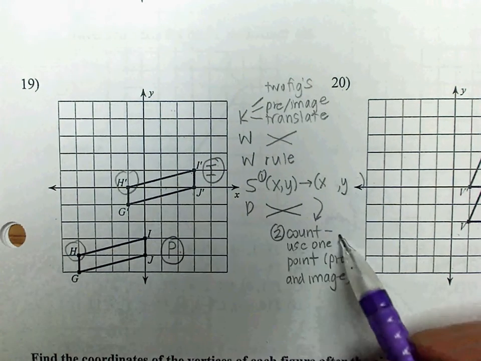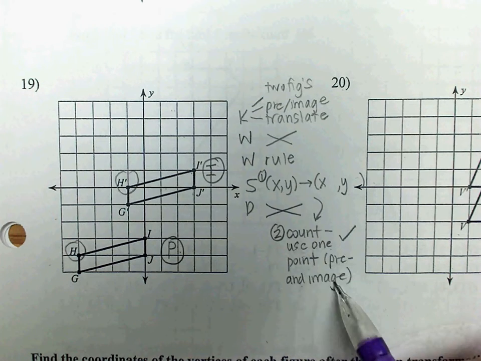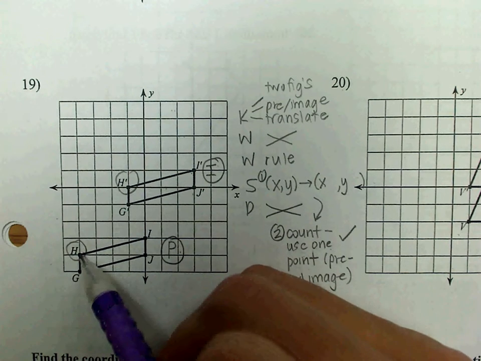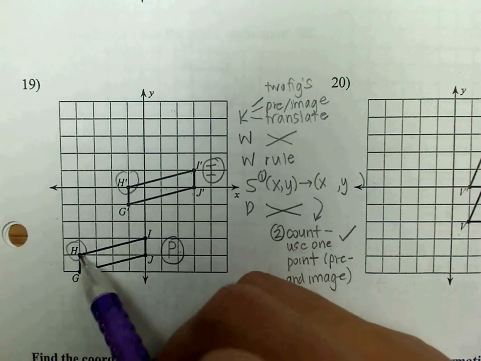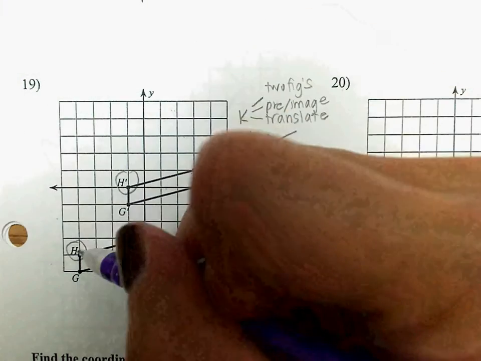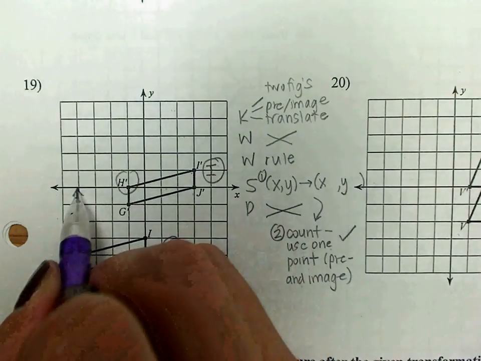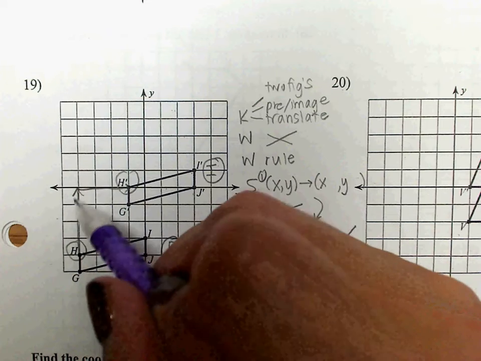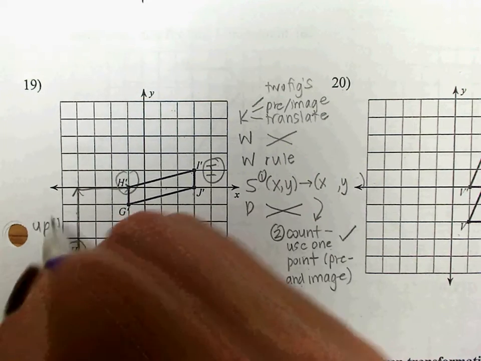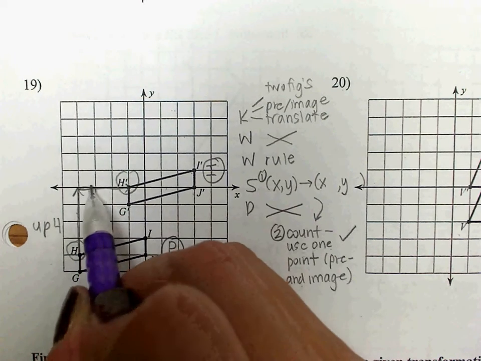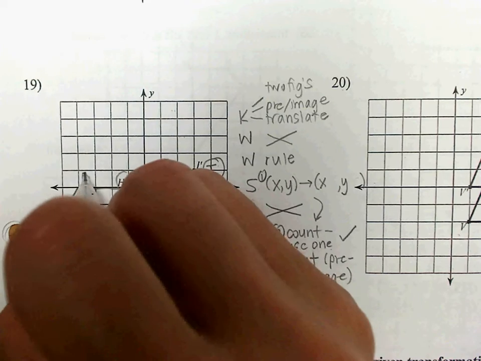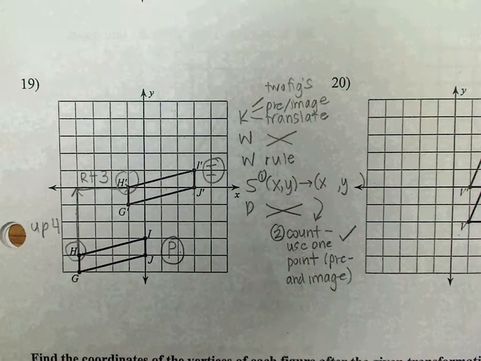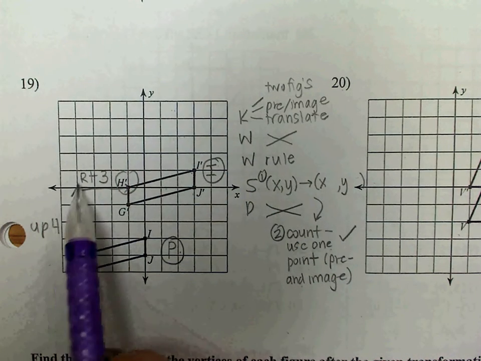This is my technique. I'm going to use one point, pre-image and image. So here's my pre-image, okay? Now, how far did it go? So let's say it went up and then to the right, okay? So then I'm going to count up, 1, 2, 3, 4. So it went up 4, and then turning the corner, 1, 2, 3. So then it went right 3. I'm going to write RT for right. So now let me write a rule.